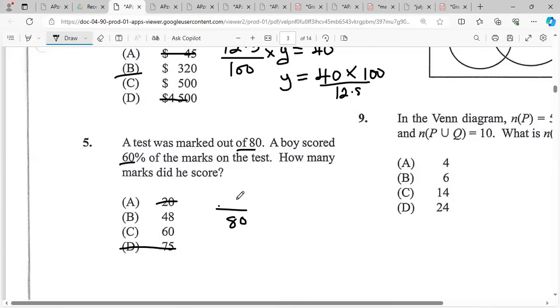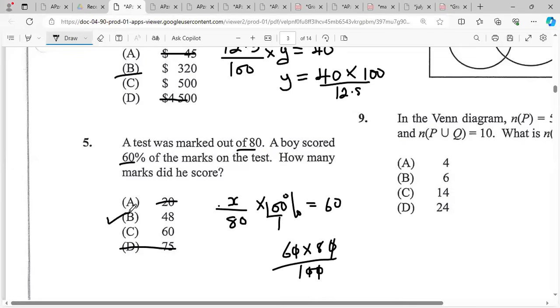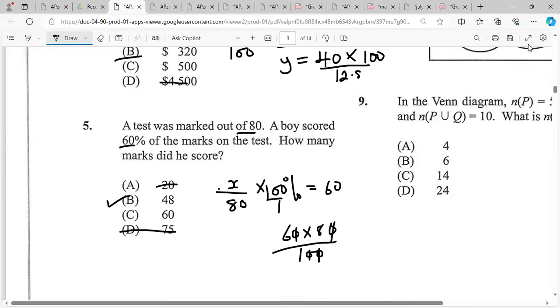Yeah, so our number over 80, and you times it by 100%, and the result is 60. So we can do equal transpose, right? So that will be 60 times 80 over 100. So boom, boom, boom. 6, 8, 48. Yeah. So that will be 48. So the mark was 48 out of the total.